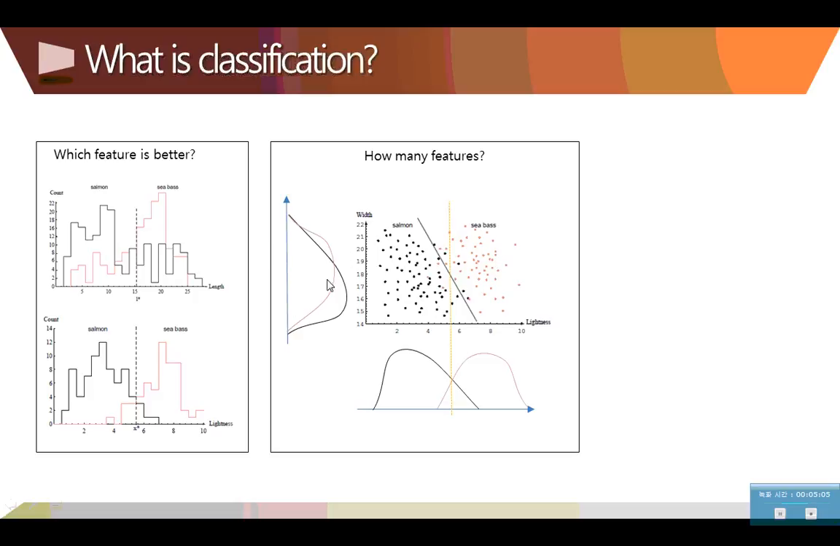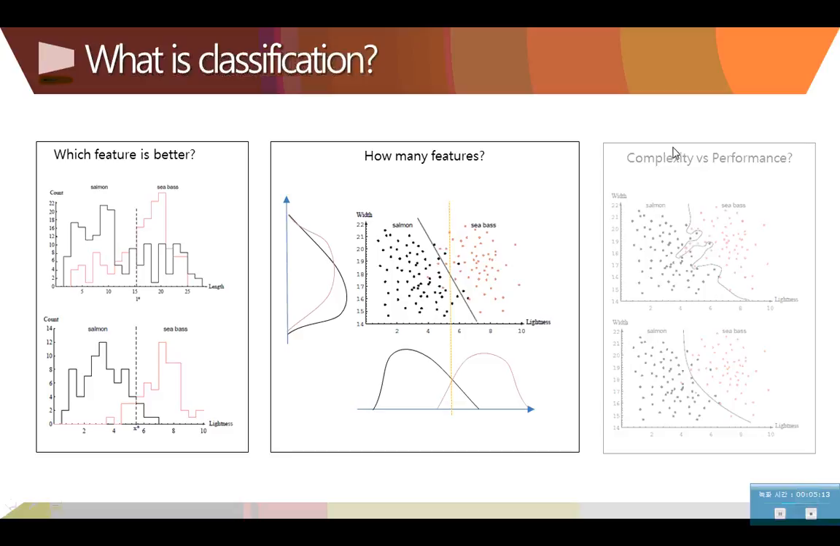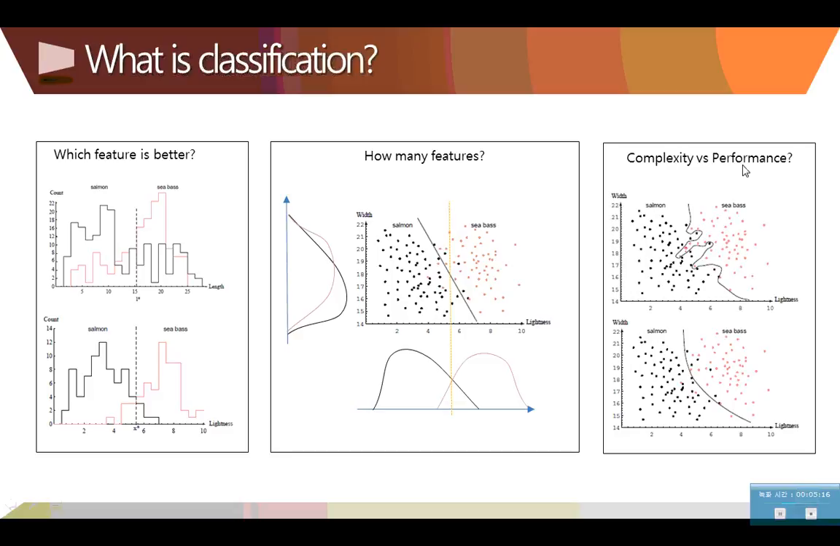So even though the width doesn't add much value, it's still important to use it, which means we better use two-dimensional features instead of one-dimensional features. And the complexity of the system. If we use a line, this is pretty good, but not as good as this kind of parabolic or quadratic function classification line or boundary.